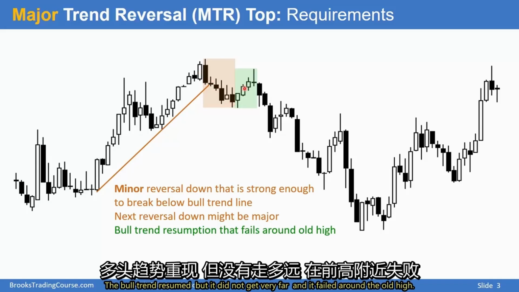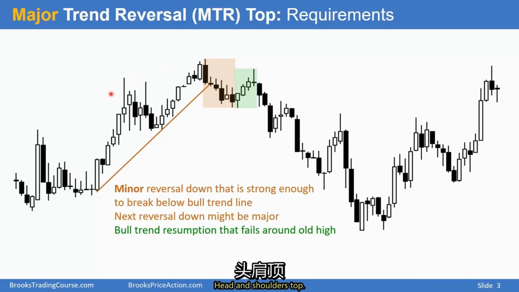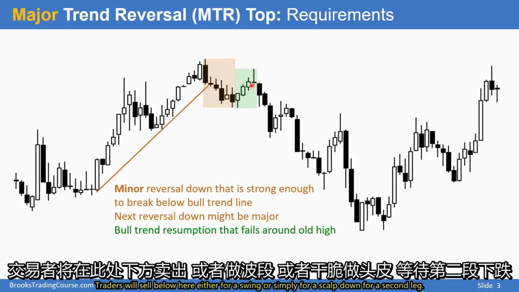Minor reversal. The bull trend resumed, but it did not get very far, and it failed around the old high. Head and shoulders top. Expect a second leg down. Wedge top, expect at least 2 legs down, 1 pullback 2. Traders will sell below here, either for a swing or simply for a scalp down for a second leg.